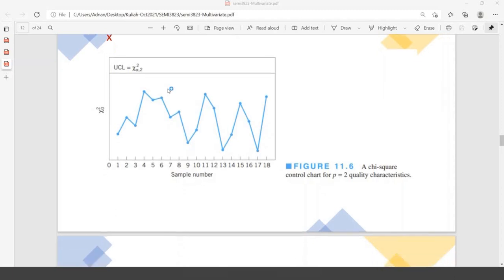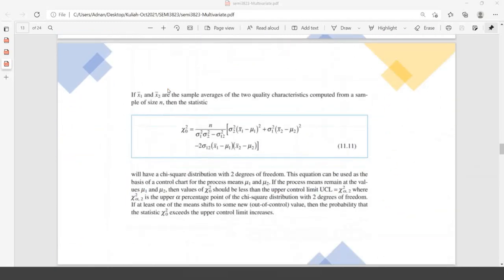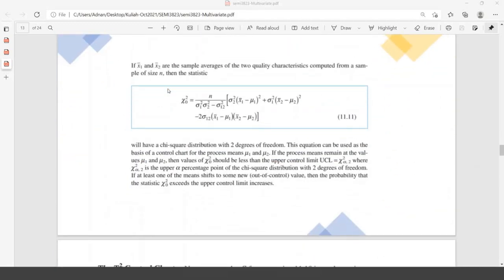In this case, the example of chi-square is for p equal to 2, meaning that you have two parameters. Parameter 1 may be internal diameter, parameter 2 may be outer diameter. So they can jointly monitor these two parameters using the chi-square chart. This is where we get the statistic for chi-square. The formula looks scary, but when we implement it, it is not really difficult. We will look at an example later.